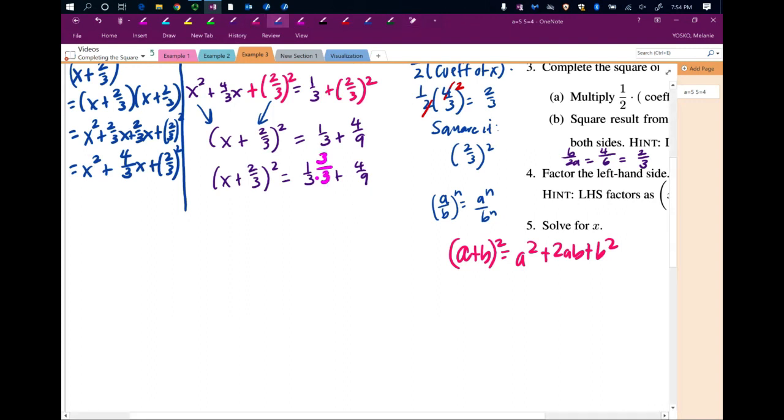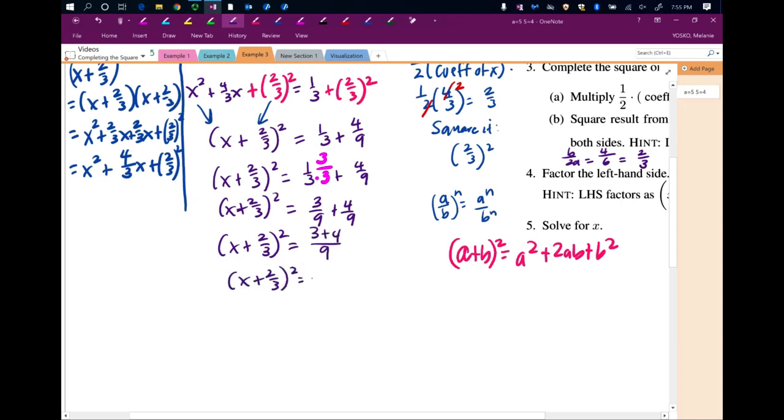That way you see here I'm multiplying by the number 1. Okay. So we're going to rewrite the left-hand side another time. Okay, and then you're going to multiply fractions. You're going to do top times top, bottom times bottom. Okay. So we get 3 over 9 plus 4 over 9. So they have a common denominator. We rewrite the denominator and we combine the numerators. So x plus 2/3 squared equals 7 over 9. Okay. Now we want to solve for x.